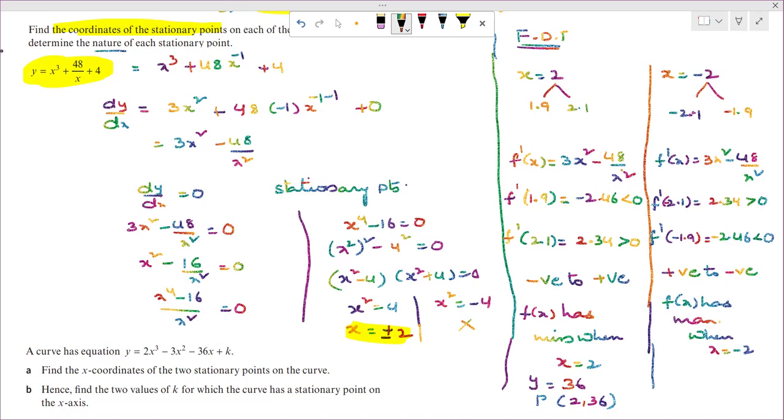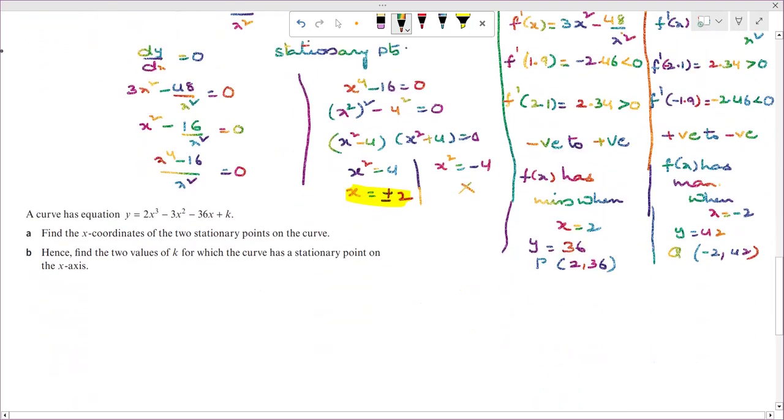Whole cube. Plus 48 divided by minus 2. And what is that? Plus 4. It will be 42. So y is equal to 42. The other point will be minus 2, 42. This is a minimum point. This is a maximum point. So this is how you have to simplify by using the first derivative test.